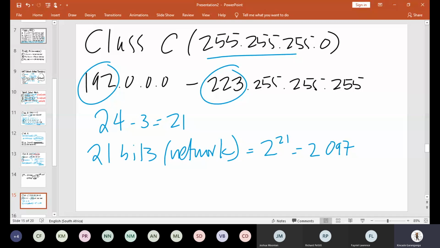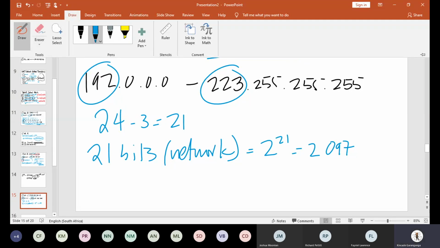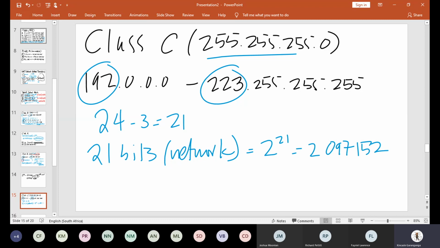So we've got 2 to the power 21. Oh, it's actually 2,097,152. That's the total number of networks that we can get as far as IP version 4 Class C is concerned, which would then mean what is remaining as far as our network bits, or our host bits, is concerned.